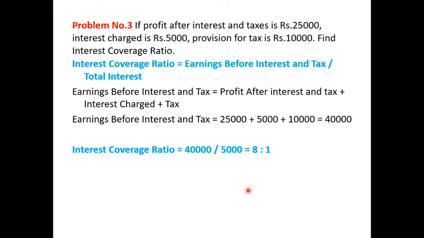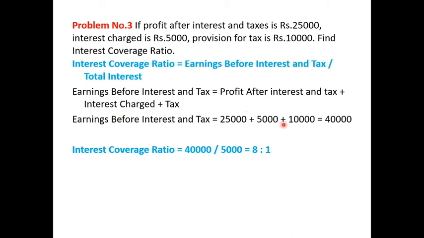Now problem number 3. If profit after interest and tax is rupees 25,000, interest charged is rupees 5,000, provision for tax is rupees 10,000, find interest coverage ratio. So formula for interest coverage ratio is earnings before interest and tax divided by total interest. So here in the problem after interest and tax is given, but we need before interest and tax. So for that what we have to do, we have to take profit after interest and tax. For that we need to add interest plus tax.